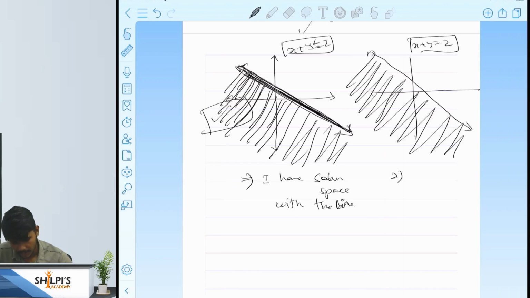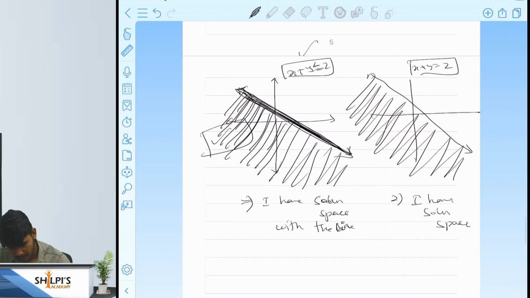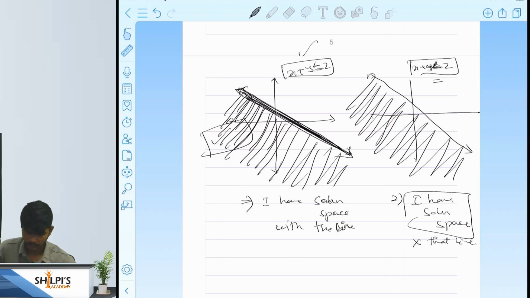In this situation I have the solution space since this equation does not have the equal part. I will have only the solution space, not that line. Can you get my point?